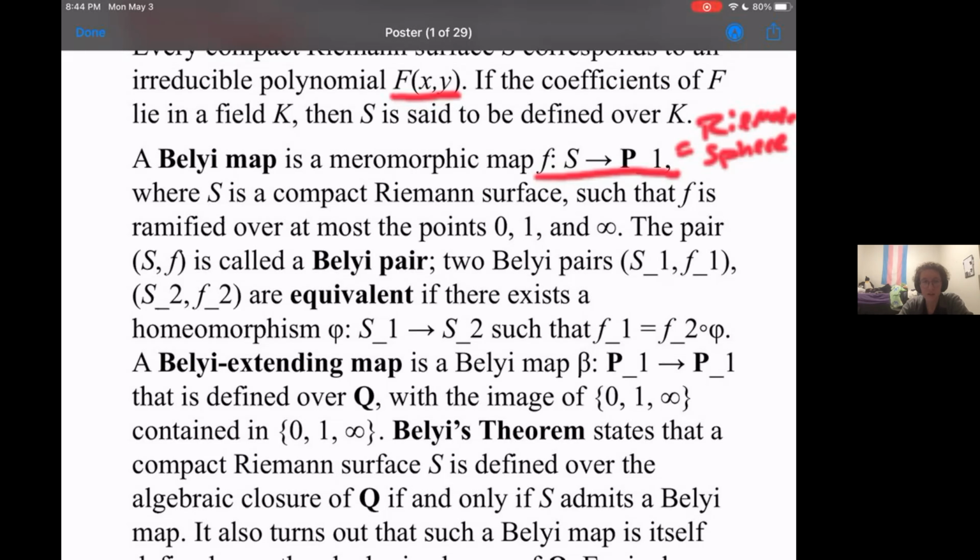And we want F to be ramified over at most the points 0, 1, and infinity. Basically, when it's ramified over a point, it essentially means that the number of points in the preimage of the ramified points is different from the number of preimage points over the rest of the domain. If that sounds a little complicated, just think of 0, 1, and infinity as being different from all of the other points on the sphere. Also, just to be clear, the Riemann sphere is also just the complex plane union infinity, so that's where we're getting the names of these points from.